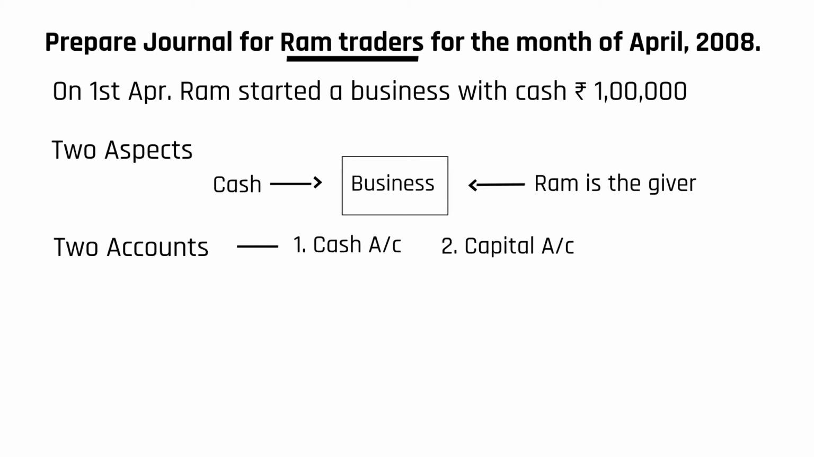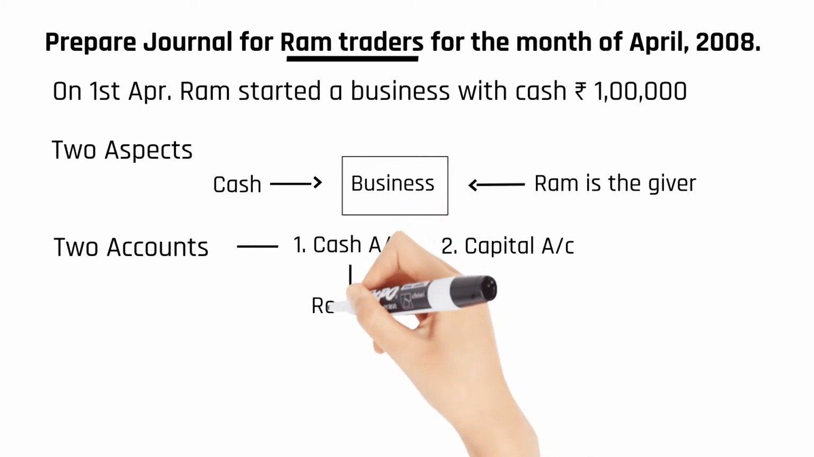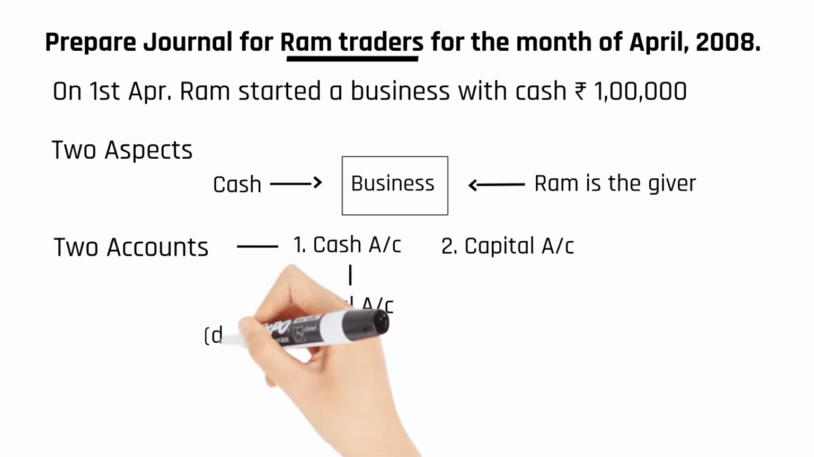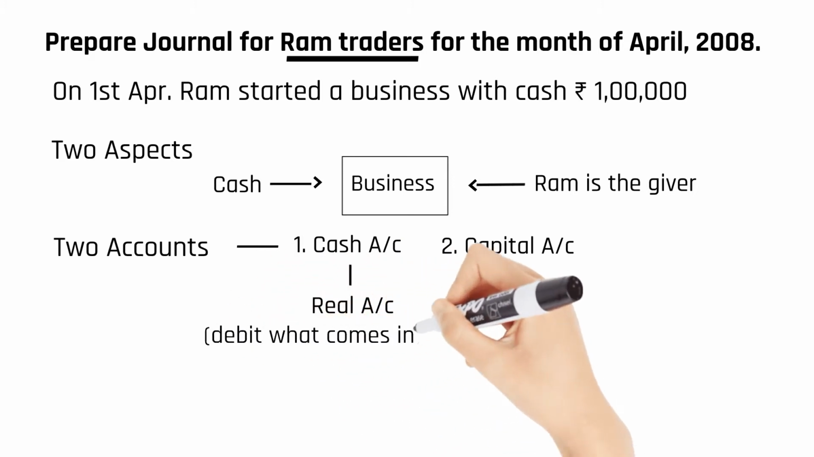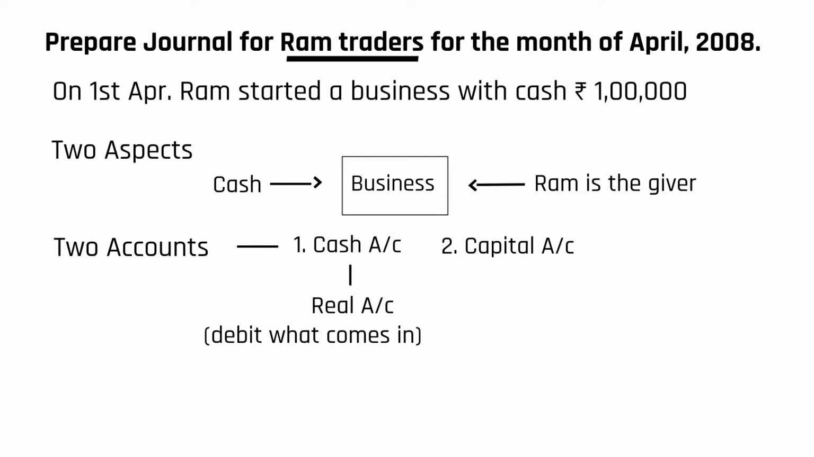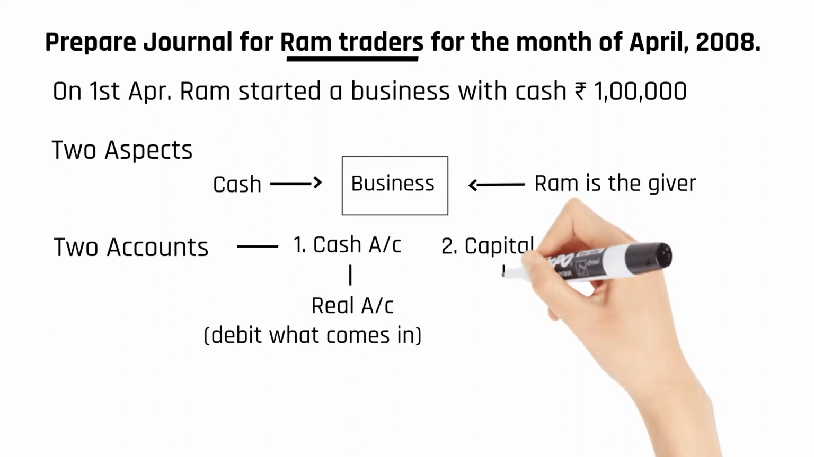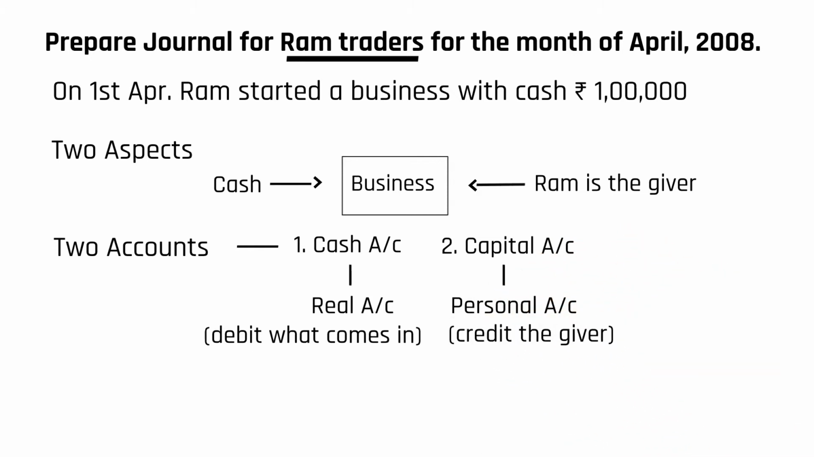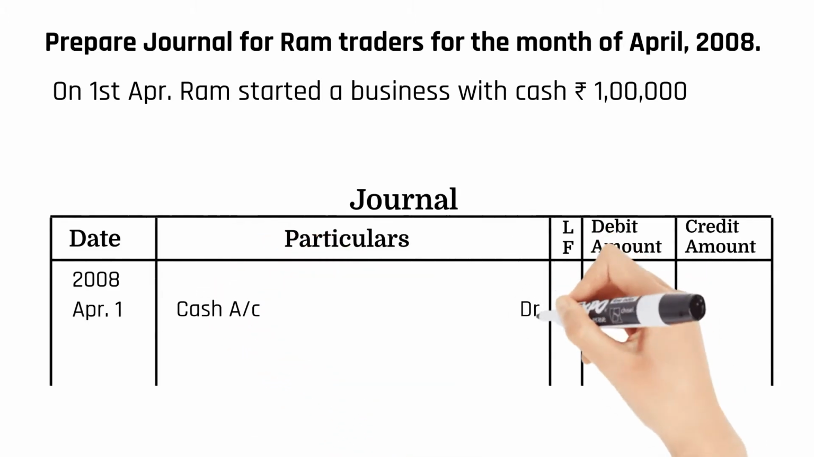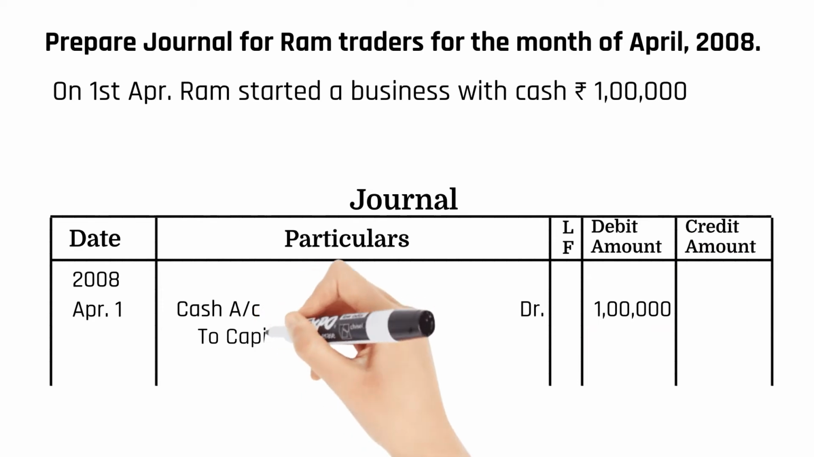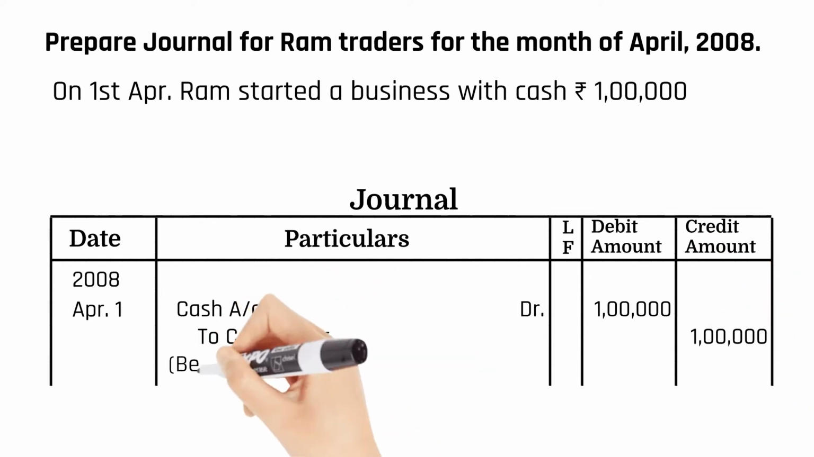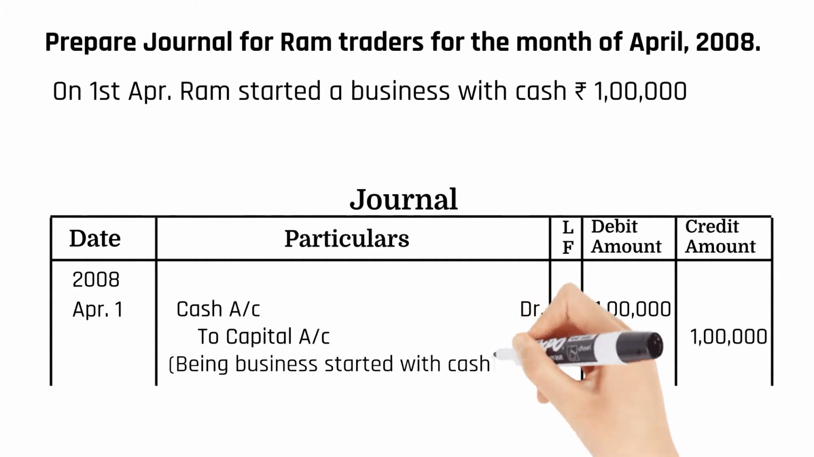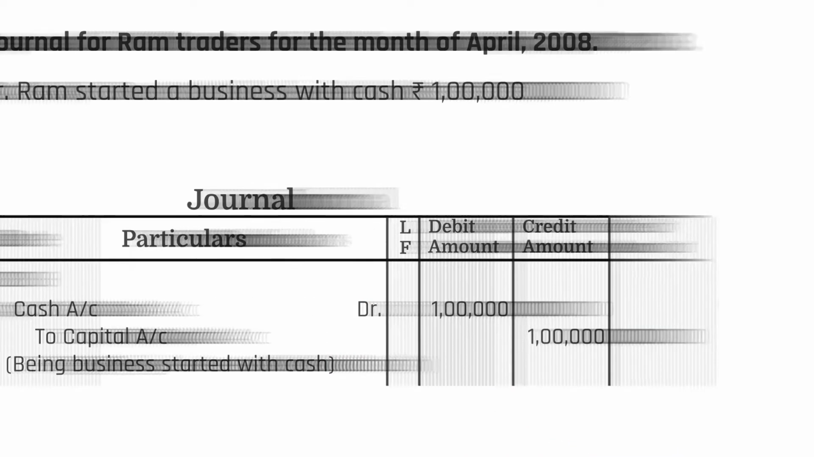Now apply the rules of accounts. Cash account is a real account and it is coming into the business, so debit what comes in, and we debit cash account for 1 lakh. And Ram's capital account is a personal account, and we say credit the giver. So we credit capital account for 1 lakh. So the entry we get is cash account debit to capital account, and the narration is being business started with cash. We will see each entry in detail one by one, and in the end we'll show you the whole journal.